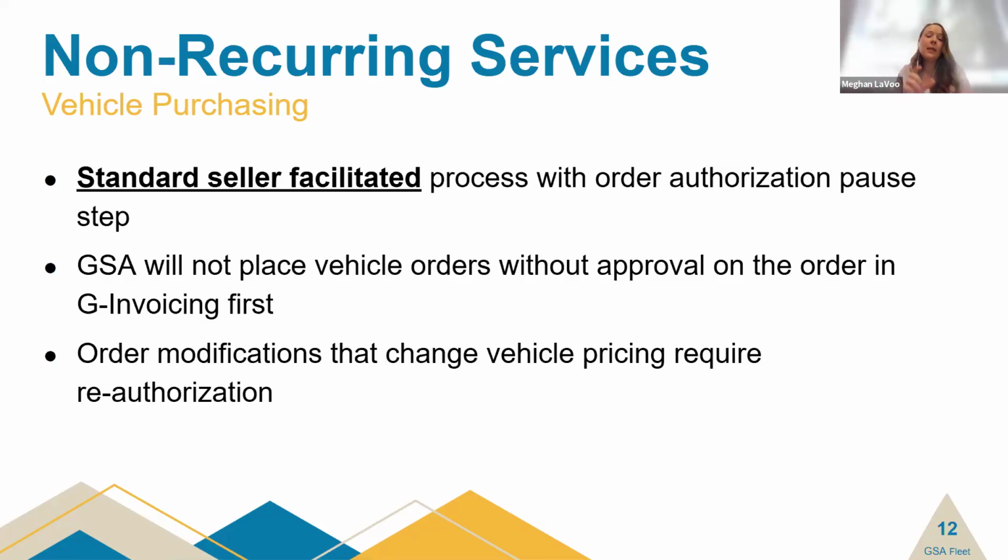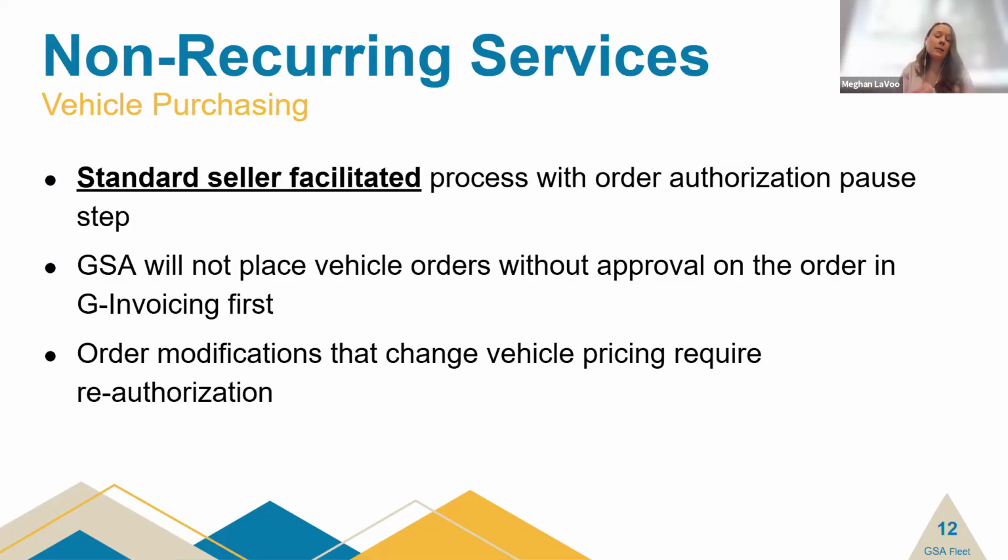However, there are going to be some slight differences that you'll notice in the interface. The biggest change is going to be that GSA Fleet will not place your order with the manufacturer until you have provided approval on the order authorization in G-Invoicing first. So what that means is when you come into gsafleet.gov and you go to place an order, you're going to go all the way through the steps that you do today. And then instead of us sending that order directly to the vendor, we're going to instead send that order to G-Invoicing, where you or someone in your agency will have to go in and approve it in G-Invoicing.